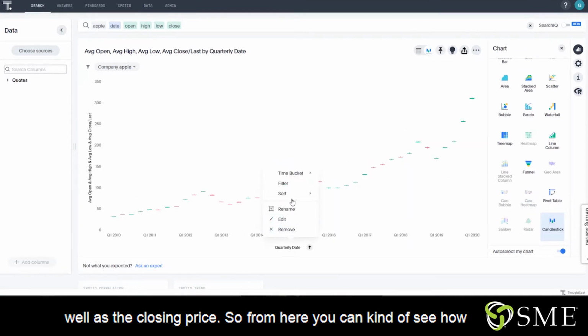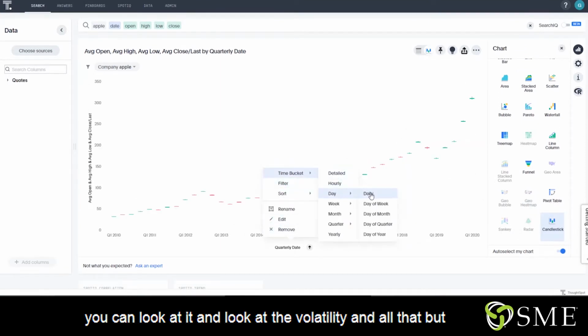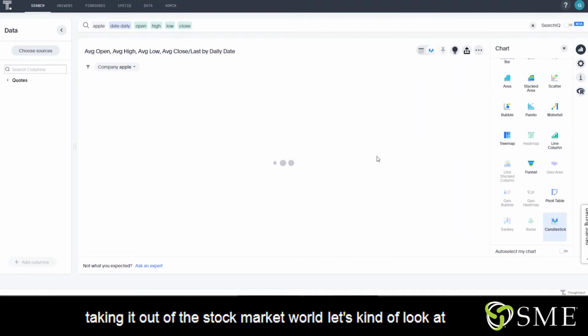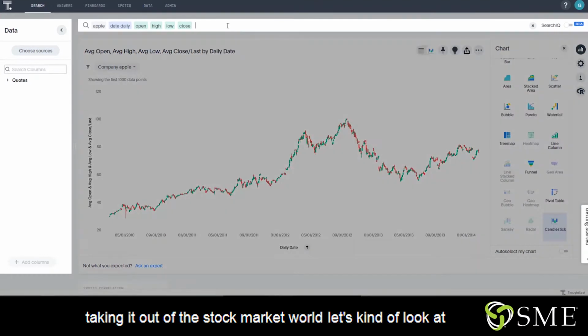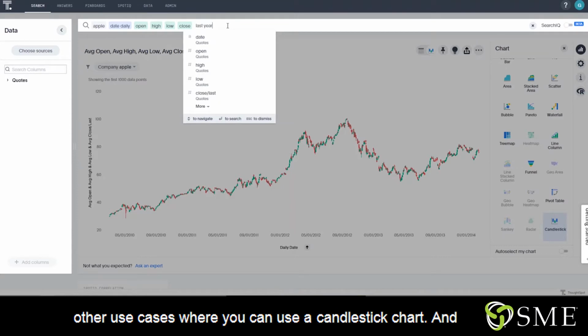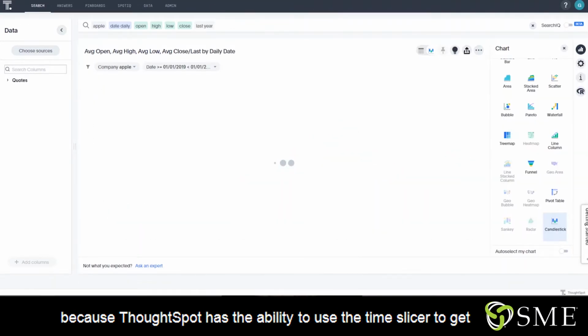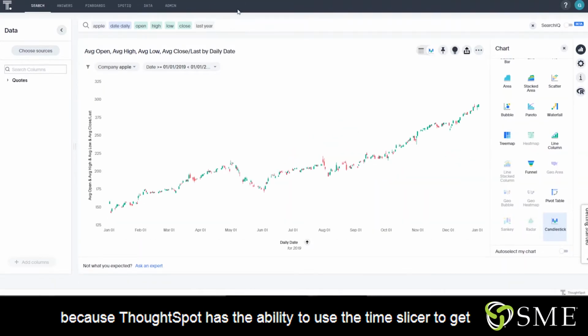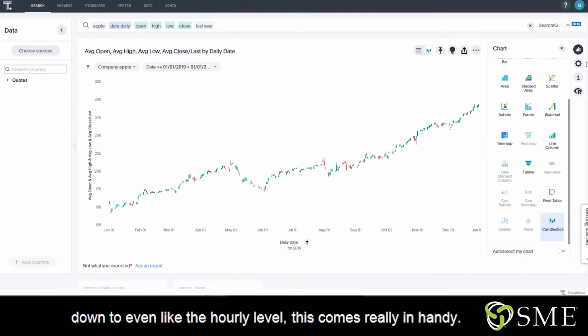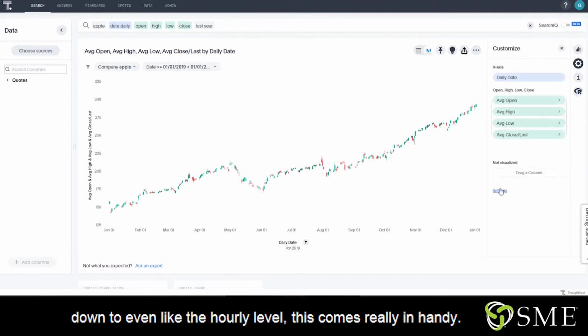So from here, you can see how you can look at the volatility and all of that. But taking it out of the stock market world, let's look at other use cases where you can use a candlestick chart. And because ThoughtSpot has the ability to use the time slicer to get down to even the hourly level, this comes really in handy.